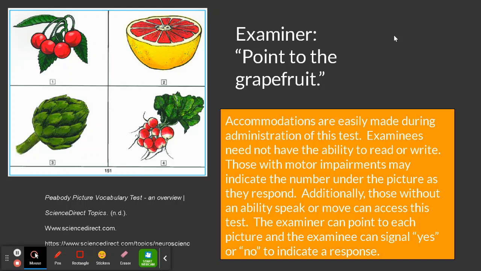Additionally, if there is an individual who does not have an ability to speak, the examiner can say which one is the grapefruit or point to the grapefruit, and the examiner can point to each picture and wait for a yes or no signal from the examinee. So there's many different kinds of accommodations that can be made for several handicaps or disabilities.